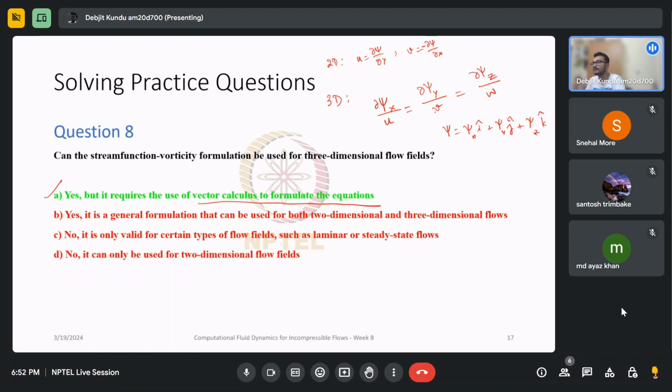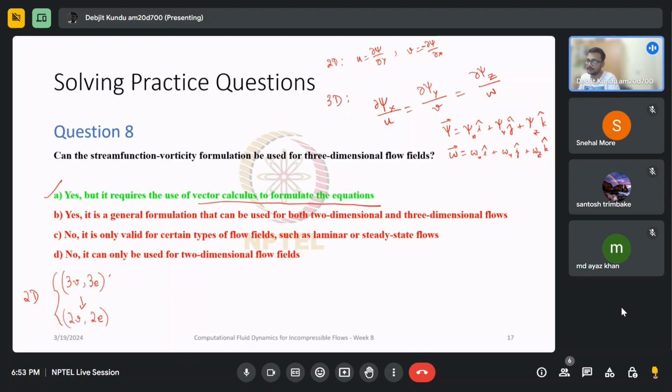This is a vector, and the omega is also similarly a vector now. This is also omega x i cap plus omega y j cap plus omega z k cap. It can be formulated, but the entire vector calculus of it is very complicated. And on top of that, the main interesting thing here: in a 2D case, we showed earlier that we converted a three variable, three equation system down to a two variable, two equation system, right?